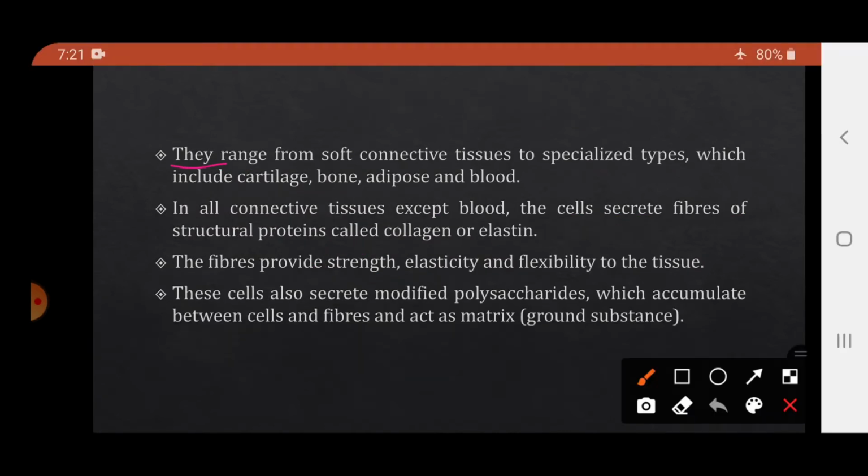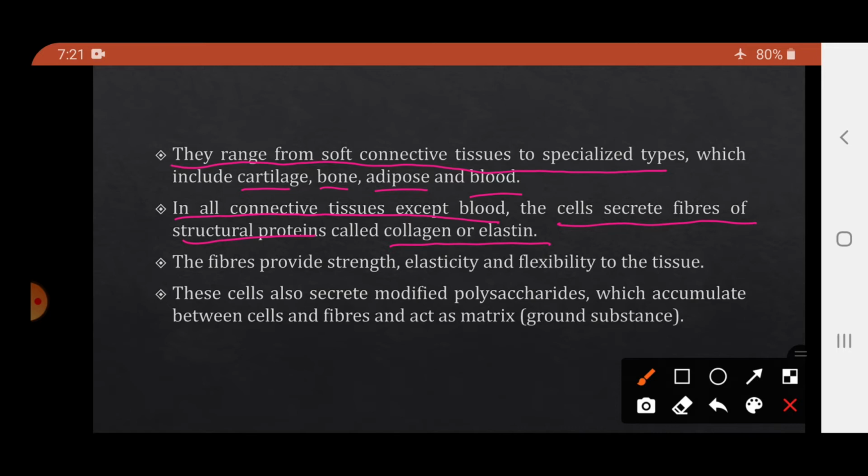They range from soft connective tissues to specialized types which include cartilage, bone, adipose and blood. So these are the various types of the connective tissue which I will be showing through the chart. In all connective tissues except blood, the cells secrete the fibers of the structural proteins called collagen or elastin. Now see students, blood is a type of the connective tissue.